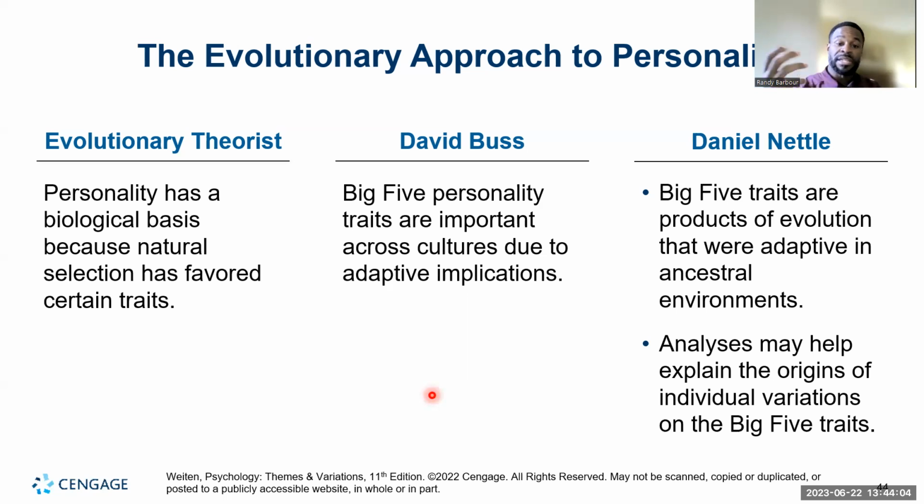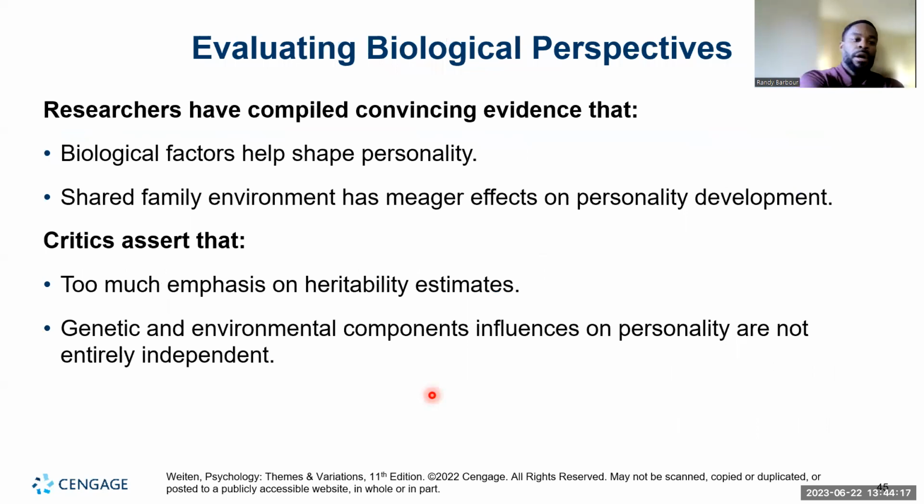The natural selection. We selected these Big Five personality traits because they helped us to adapt and survive when we and our ancestors were coming up centuries ago. Okay? When we evaluate the biological perspective, we do see that biological factors do shape personality. But we do see that there are some meager effects of family environment on personality development, which we see that, right?